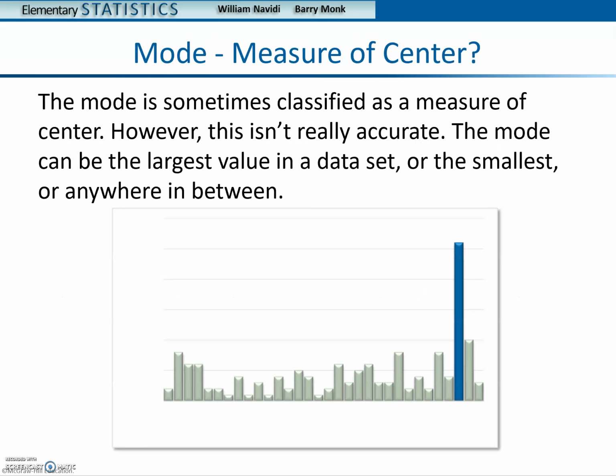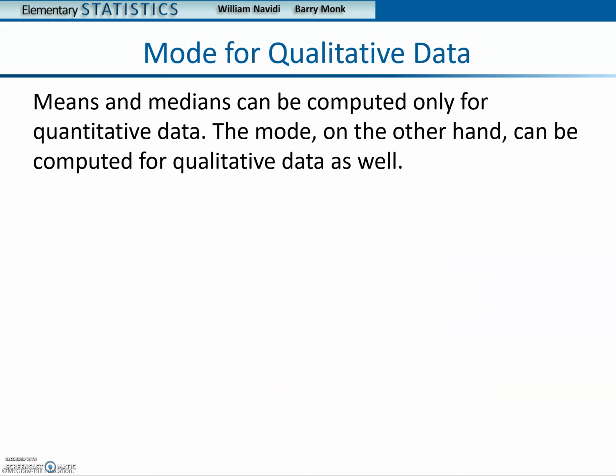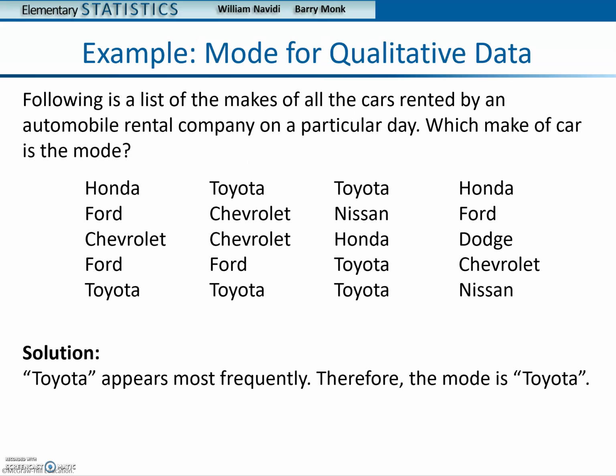The mode is sometimes classified as a measure of center. However, this isn't really accurate. The mode can be the largest value in the data set, or the smallest, or anywhere in between. Means and medians can be computed only for quantitative data. The mode, on the other hand, can be computed for qualitative data as well.